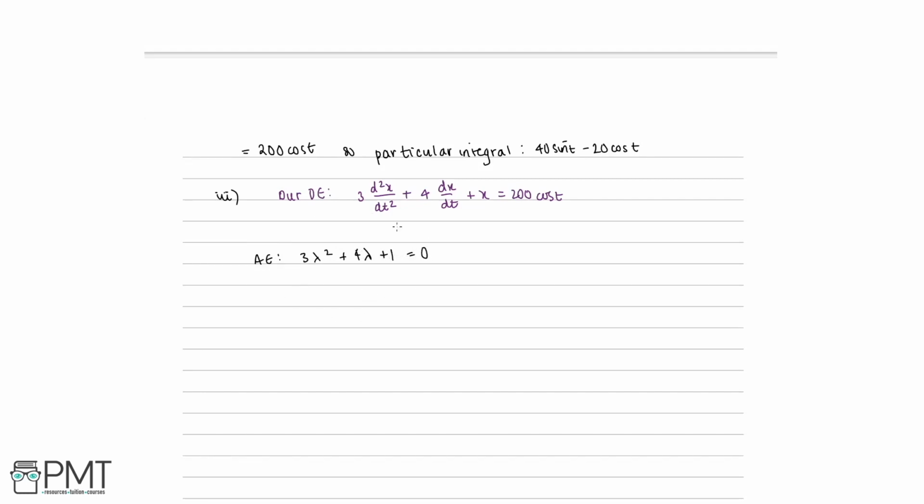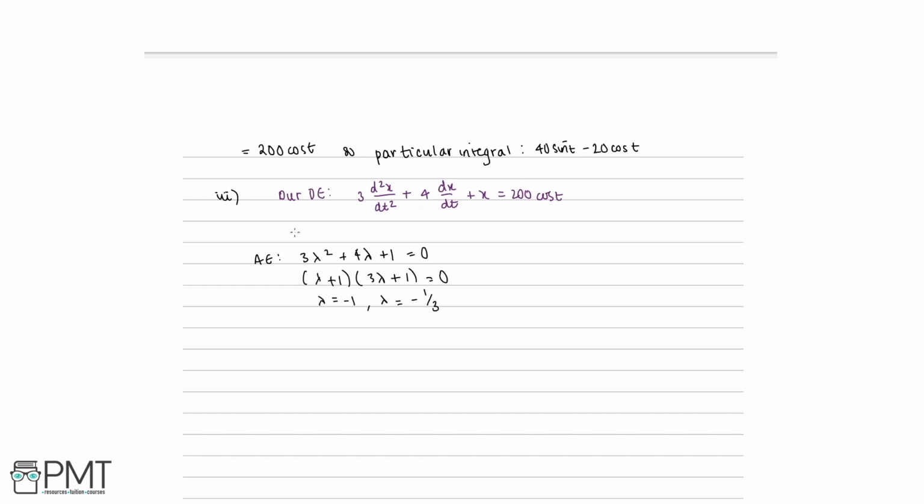We need to solve this equation in order to find our values of lambda, so I'm going to solve it by factorizing, but you can solve it any other way. So by factorizing this, we have lambda plus 1 multiplied by 3 lambda plus 1 is equal to 0, and thus lambda is equal to minus 1, and lambda is equal to minus a third.